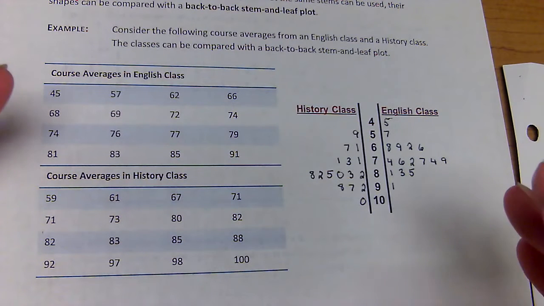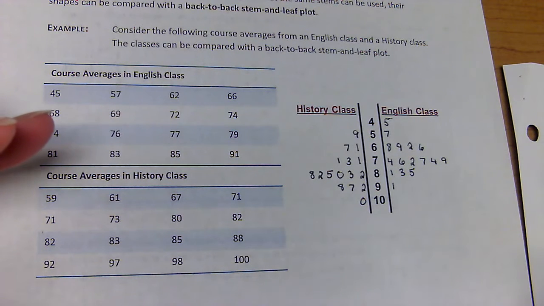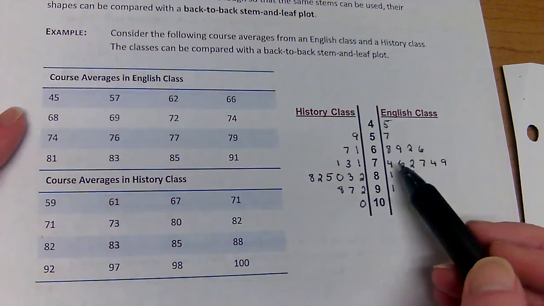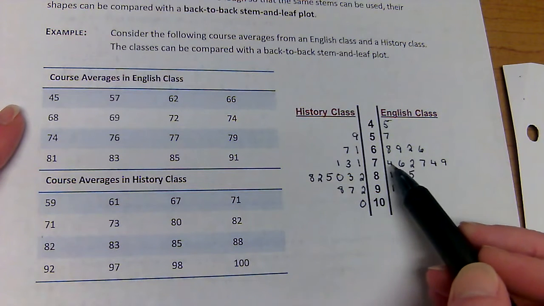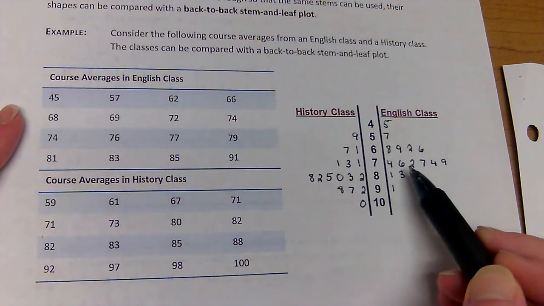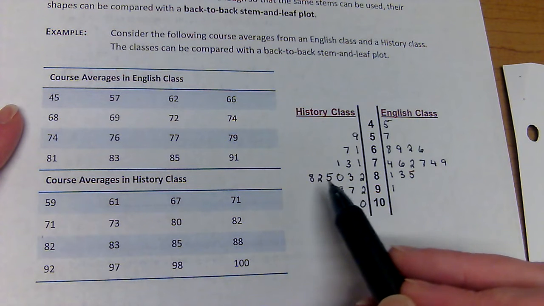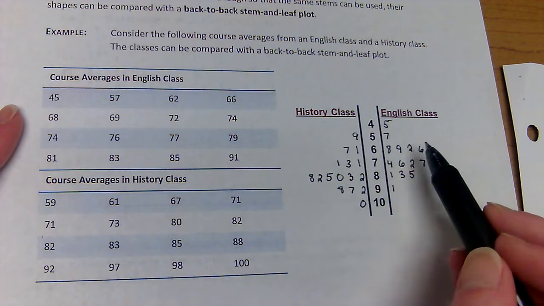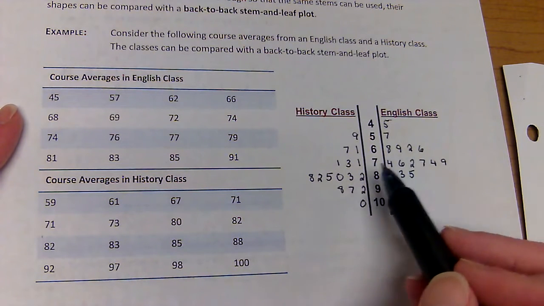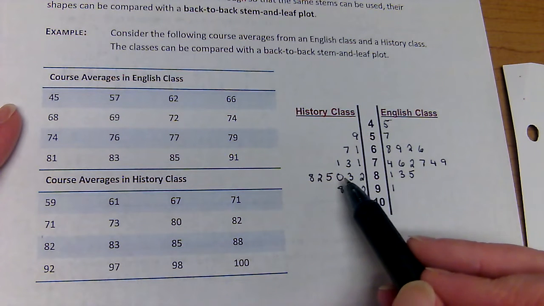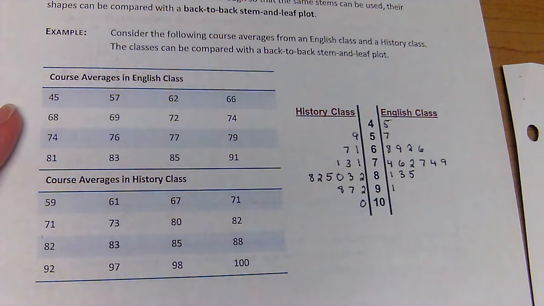So I can look at these and get a feeling of what's going on. We've got this back-to-back data, and I can see that the English class has a mode in the 70s, and we have a mode in the 80s for the history class. So we know that overall the history class has higher grades than the English class.